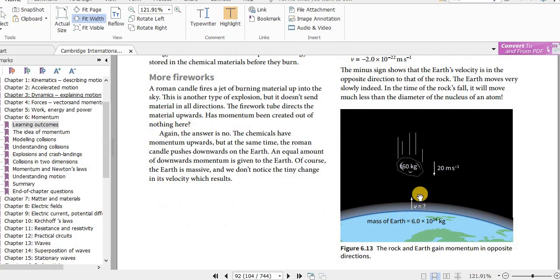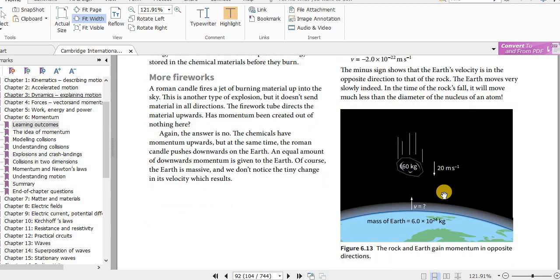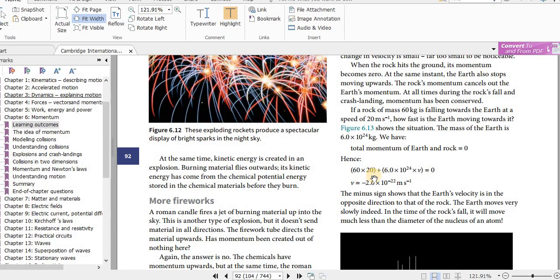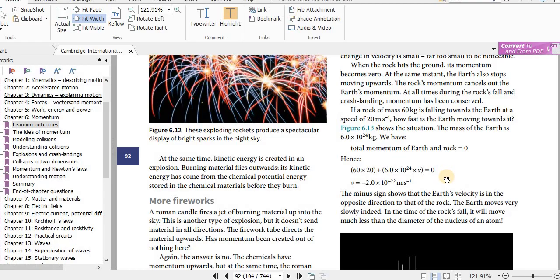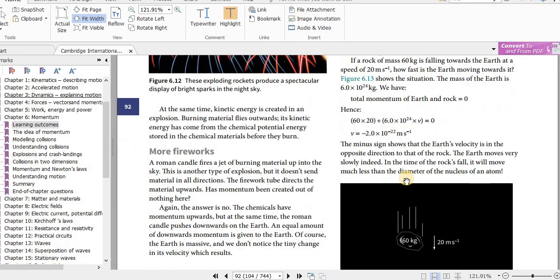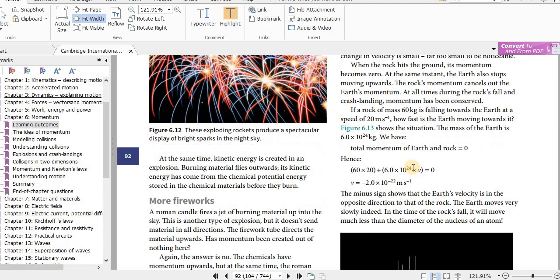Okay, so mass of earth, now we can use the equation. Total momentum of earth and rock equals 0. So it's 60 times 20 plus 6 times V, and it should be equal to 0 because the total momentum before equals the total momentum after in a closed system. Then we can get V, and this means it's opposite to this direction because we took 20 as positive down. This should be up.